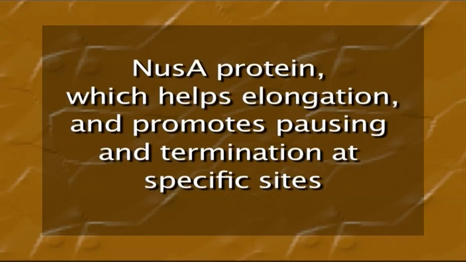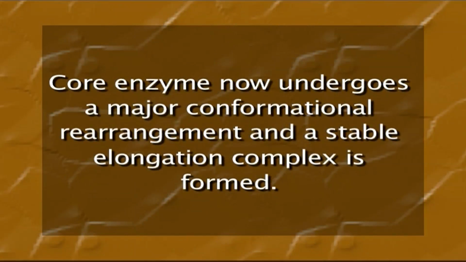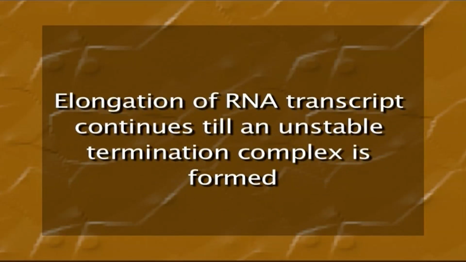termination at specific sites. The core enzyme now undergoes a major conformational rearrangement and a stable elongation complex is formed. This complex moves along DNA synthesizing RNA all along its path at a rate of about 40 bases per second at 37 degrees centigrade. Elongation of the RNA transcript continues till an unstable termination complex is formed.